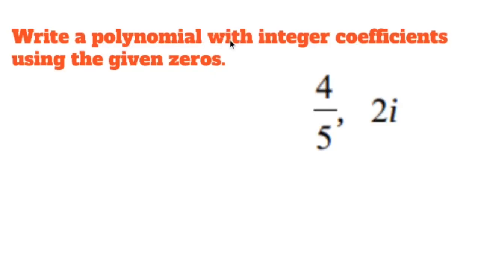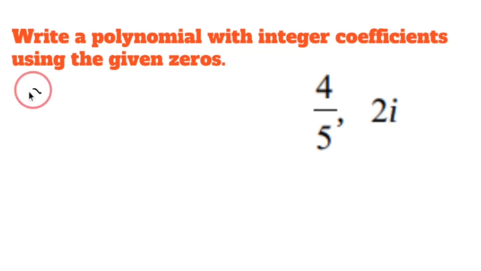Write a polynomial with integer coefficients using these given zeros. All right, I'm going to approach this kind of in a weird step-by-step basis. Thing number one, I'm given two roots. That doesn't mean anything. I actually have three, and you might be thinking, no, there's two there.